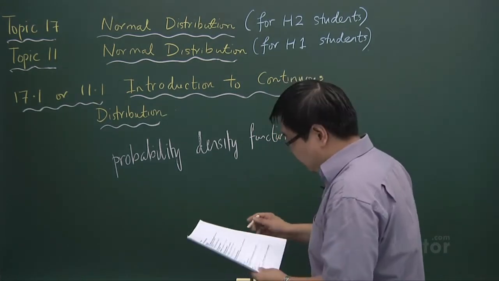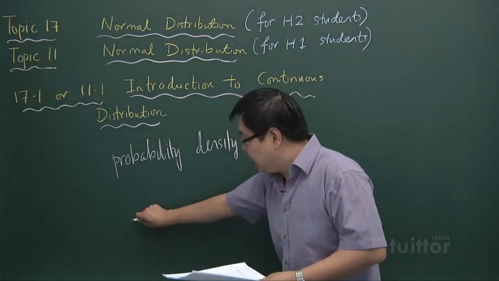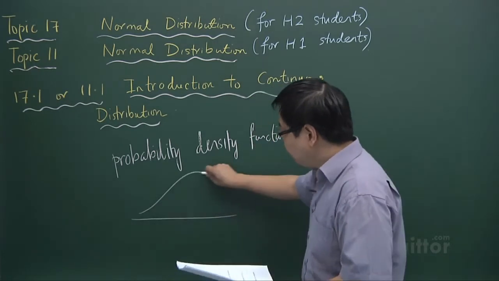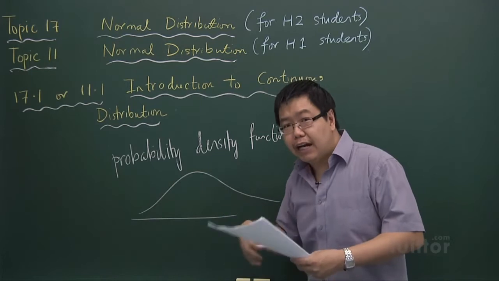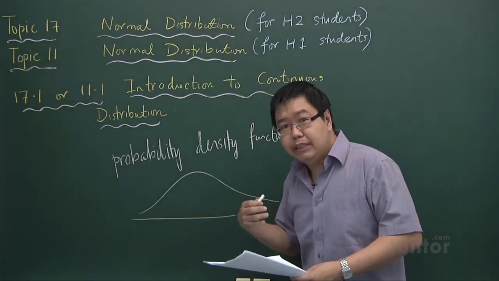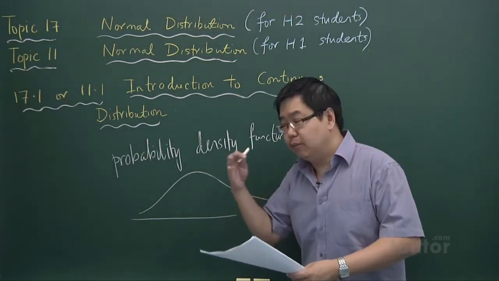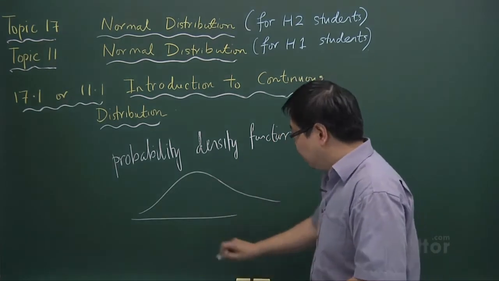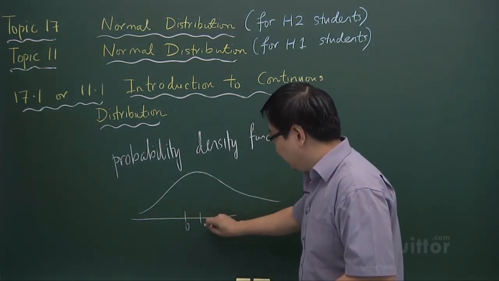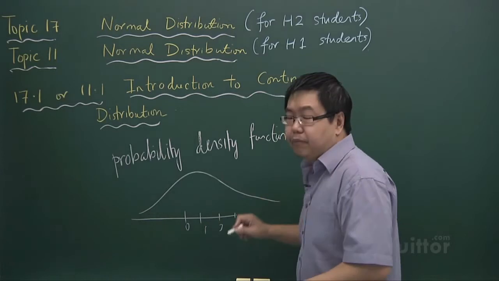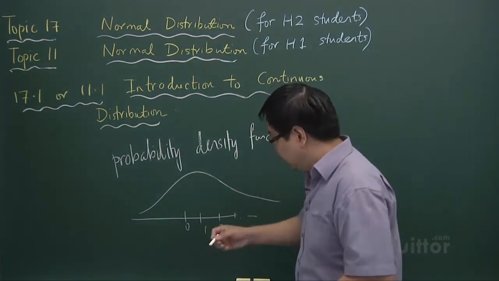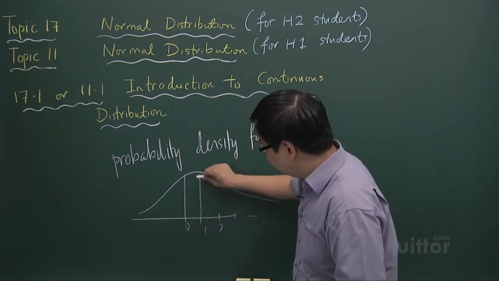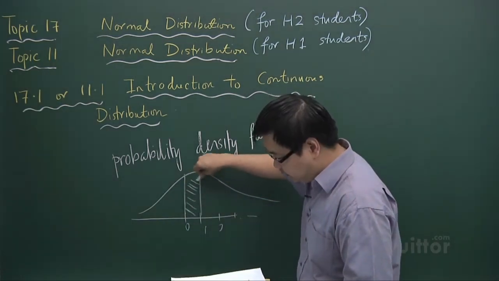Now in this probability density function, basically it's just a curve, okay? And this curve gives you a rough idea about the probabilities that x takes values from, let's say, 1 to 3. For example, this value is say 0, 1, 2, and so on. So if you want to find the probability that x is between 0 and 1, then of course we'll be looking at this area here.